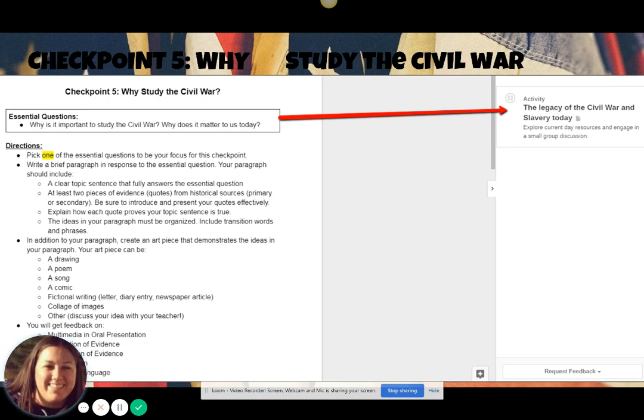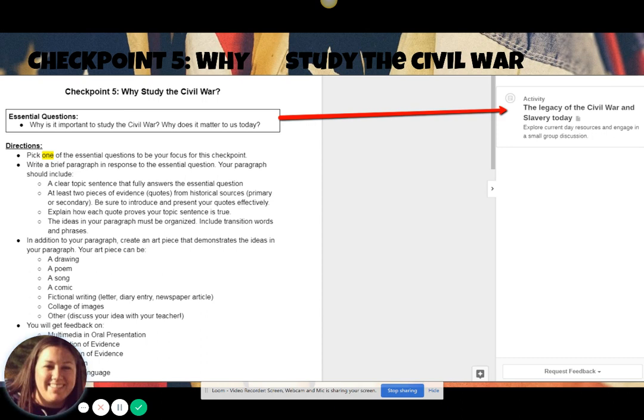You're going to be using evidence, which is quotes from the sources off to the right. So I've put this arrow here. You're going to find your quotes over here. And then in addition to the paragraph, you're also going to have your fifth and final piece of art that's going to be going into your art portfolio, which is your final product.